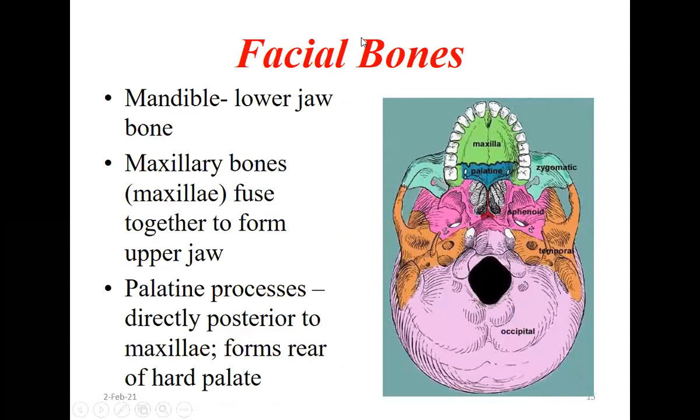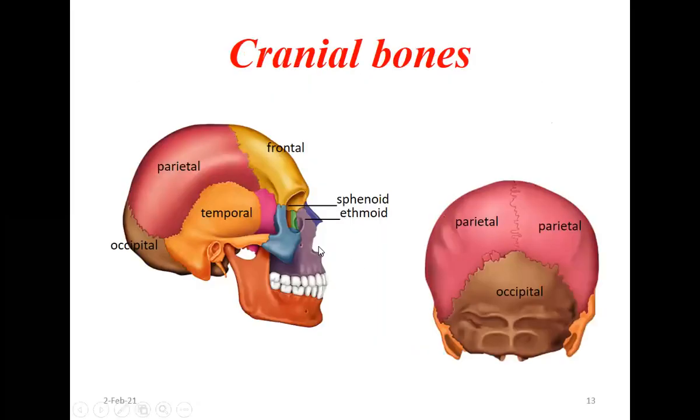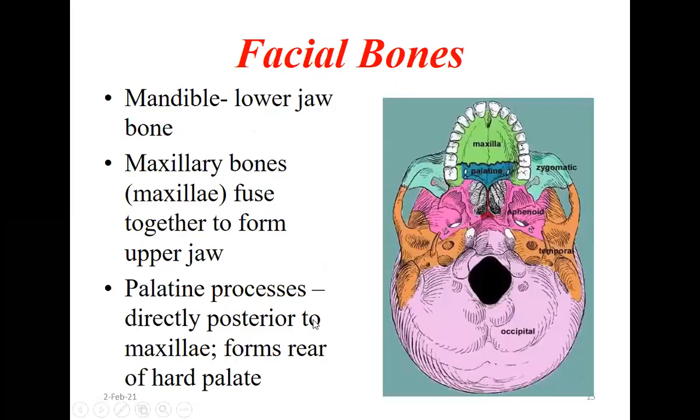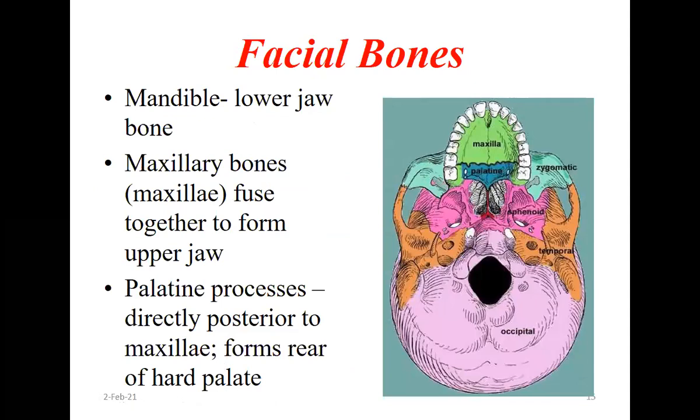So here you can see some of the facial bones. Facial bones are in the face. So what are these facial bones? One of the very important bones is the mandible, which forms the lower jaw bone. Here is the mandible, which you can see shown in blue color. This is one of the very important facial bones, the mandible, which helps in chewing, and is also called the lower jaw bone.